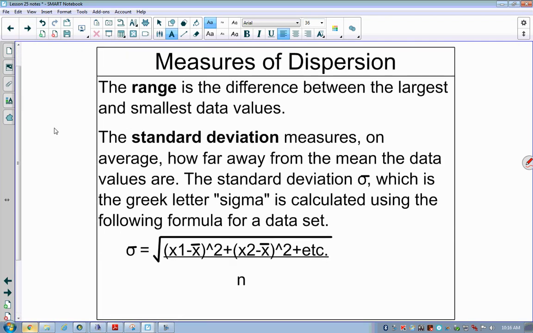All right, which brings us to measures of dispersion. Range is the difference between the largest and the smallest data value. So I take my number with the greatest value, I take my number with the smallest value, and I subtract the smallest from the largest, and that tells me what my range is, right?